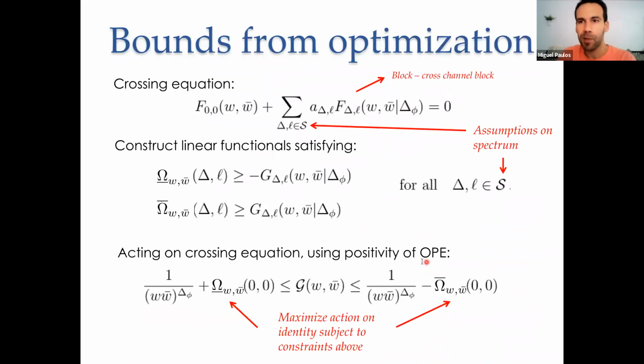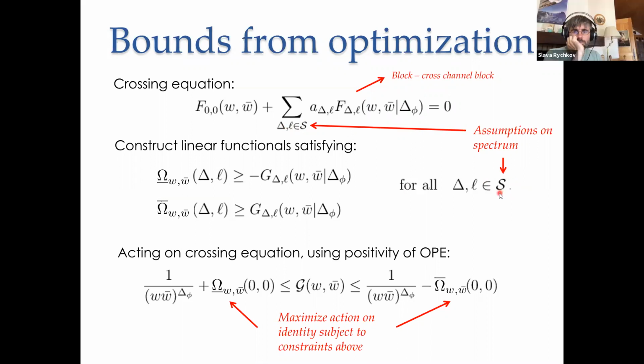Okay, so now let me explain how we can actually get bounds. As usual, we're going to use the crossing equation. These F's are the usual crossing vectors, just the conformal block minus its cross-channel image. So the crossing equation for the correlator looks like this. I'm assuming that the scaling dimensions and the spectrum live in some set S. Usually this set S is very broad; we just assume that there is a gap or something.